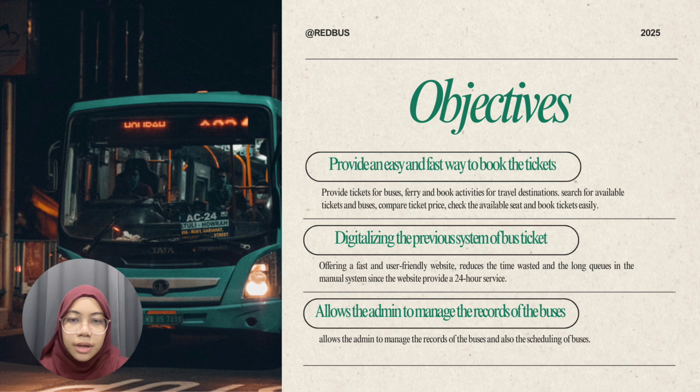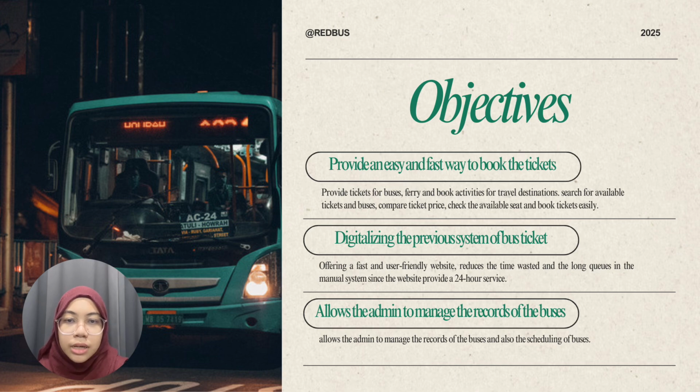Second, other than that, the Redbus website also focuses on digitalizing the previous system of bus ticketing for easy access to the user. By offering a fast and user-friendly website, customers, especially students, can book their tickets from anywhere at any time just using the internet. It also reduces the time wasted and the long queues in the manual system, since the website provides a 24-hour service.